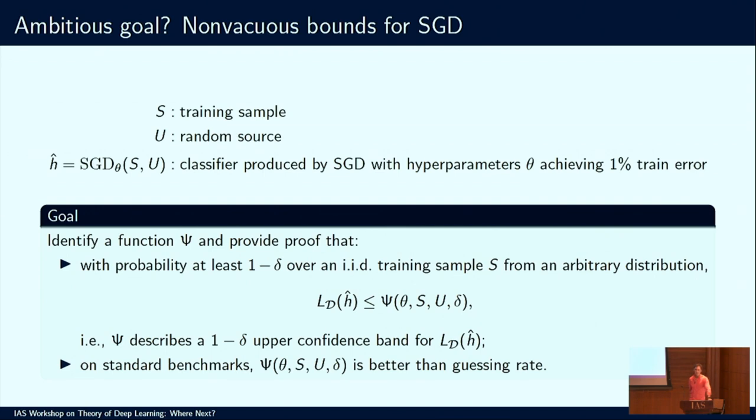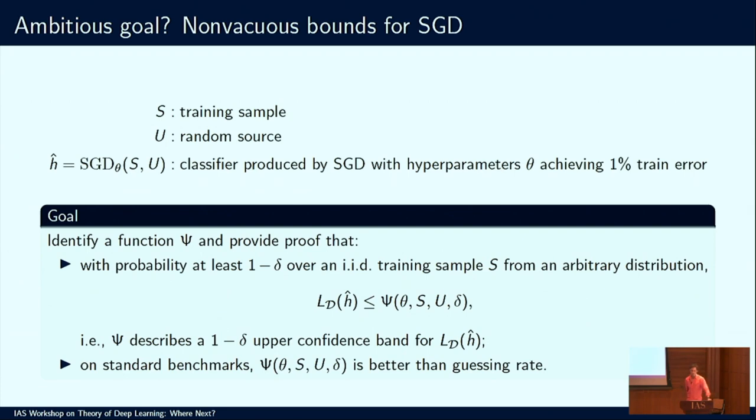I'm going to be talking about stochastic gradient descent, so I need some randomness. So I'll expose that as a random variable U, and then I have H hat, which is the neural network that I learned running stochastic gradient descent on my sample and the source of randomness. All right, and let's imagine that I'm running it in a regime where I kind of know on standard benchmarks that I'm going to end up getting 1% train error.